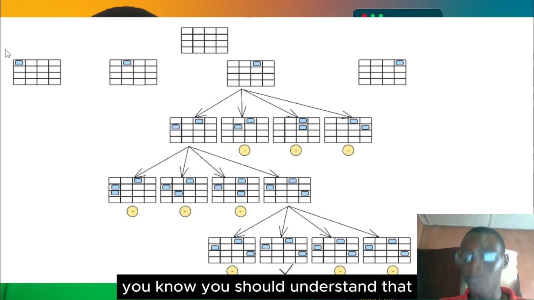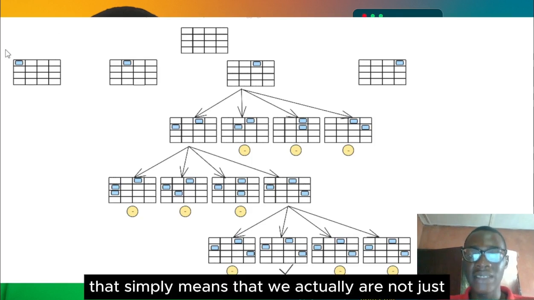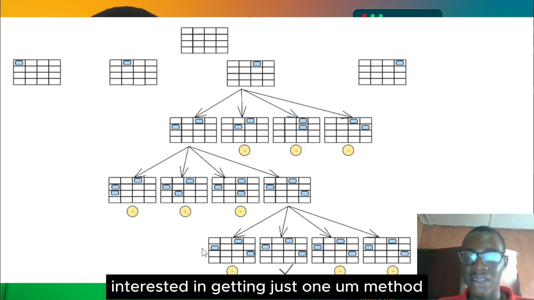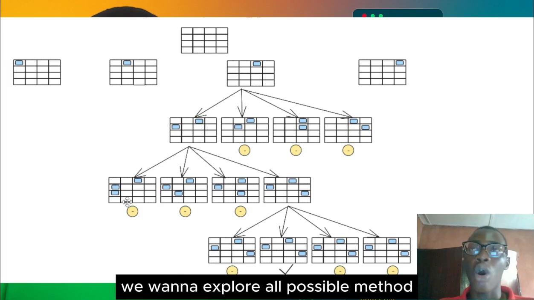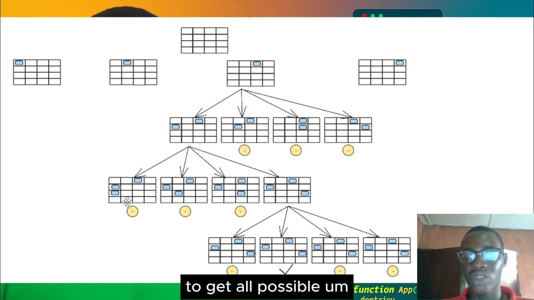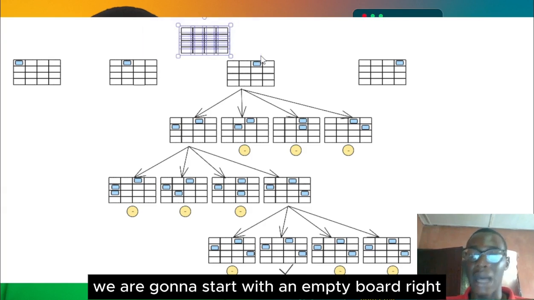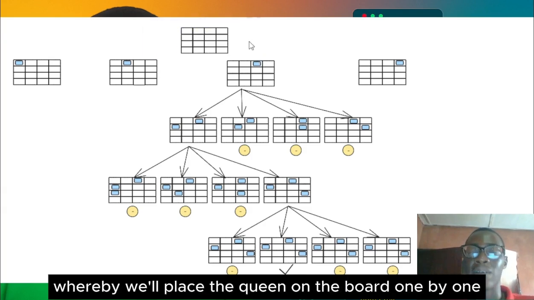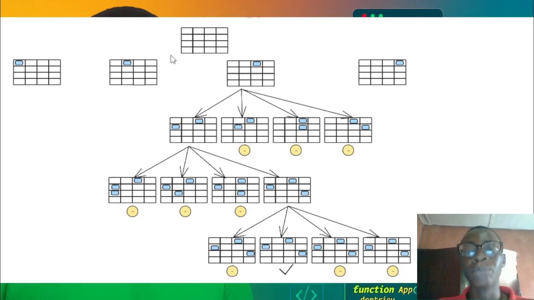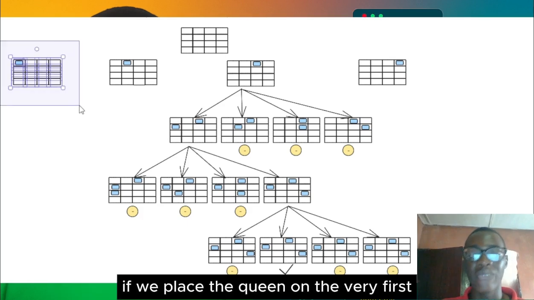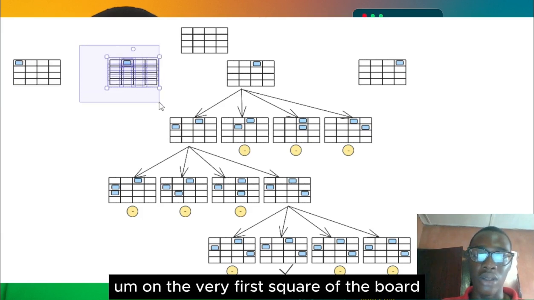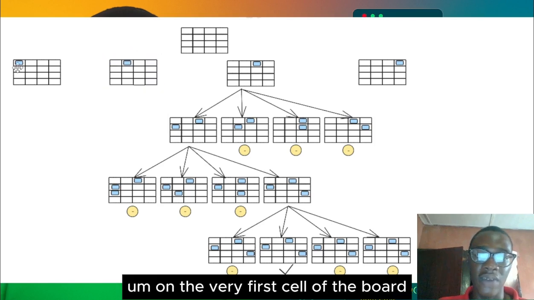And because of that, you should understand that we are not just interested in getting one method. We want to explore all possible methods to get all possible distinct configurations of arranging the queens on the board. And because of that, we are going to start with an empty board, whereby we will place the queens on the board one by one. Now this is what it looks like if we place the queen on the very first square of the board, or let me say on the very first cell of the board.